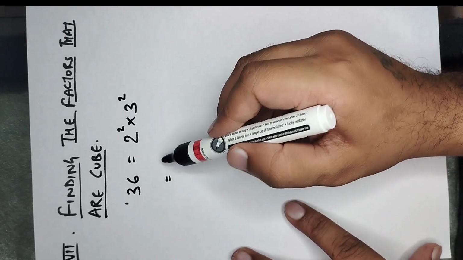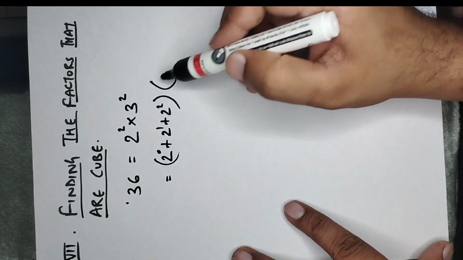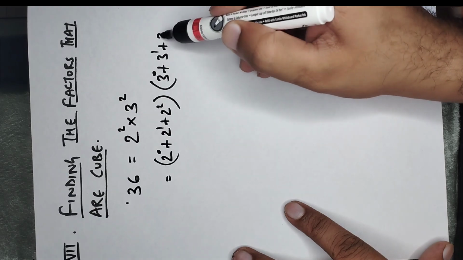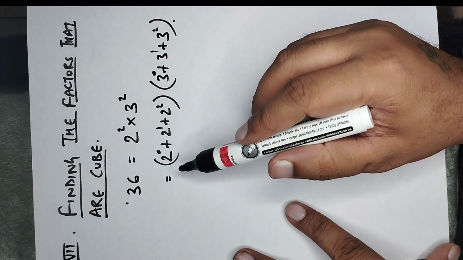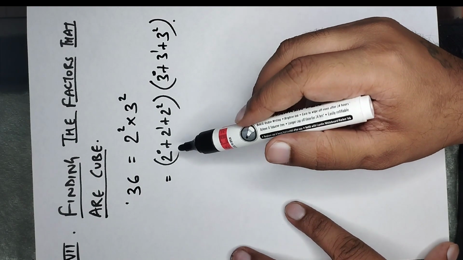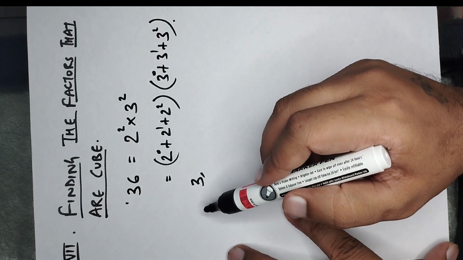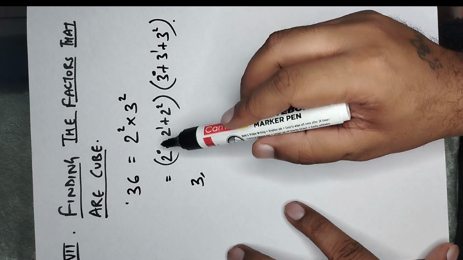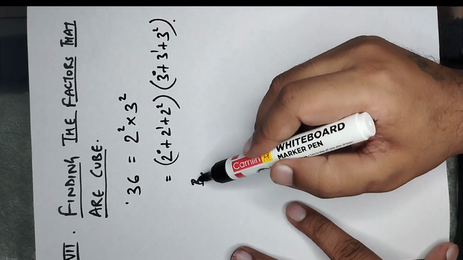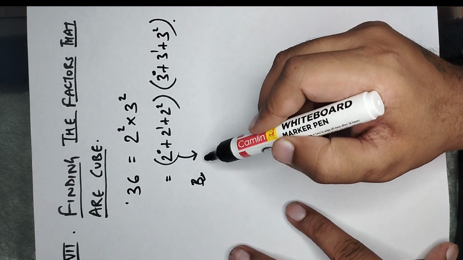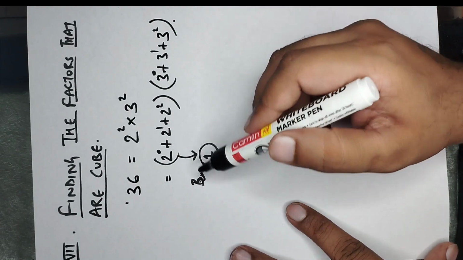We can write this number as... Now what we have to do is see the cubical factors in this, or the powers that are 3 or factors of 3. As you can see, none of these powers are divisible by 3 or the factors of 3. So we can simply say that 2 raised to the power 0 will give us 1, and 1 cube is always a factor.